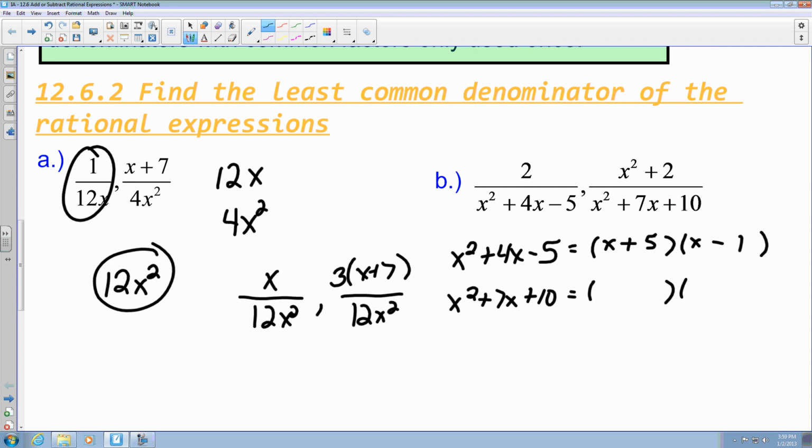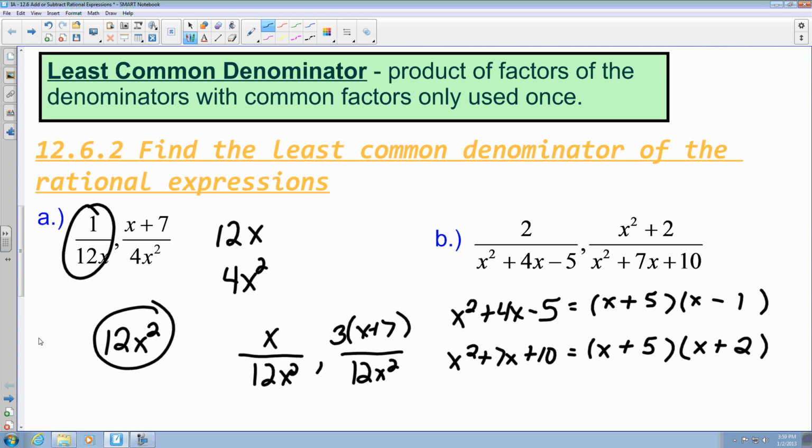If I reverse FOIL here, I got x. That positive 10 means they're going to be the same. The positive 7 means they're going to be both plus. And it's going to be x plus 5 and then x plus 2.